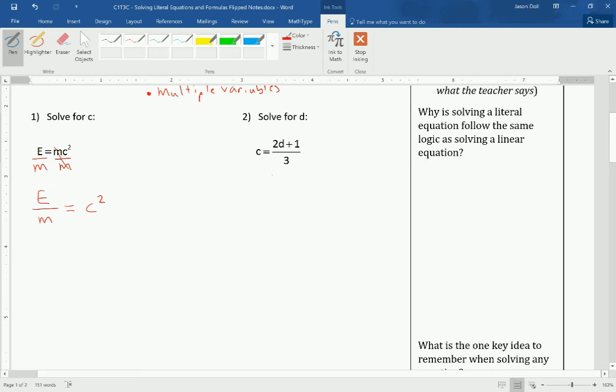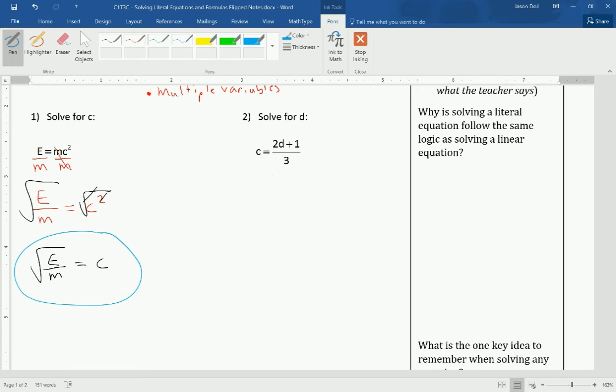So now what we've got to do is get rid of that exponent of 2, that power of 2. Well, we should know that the way we cancel out a power is with our radicals. The way we cancel out a square is with a square root. So then what I'm going to do is take the square root of each side. The square root, the root of 2, will cancel out the power of 2. And what I will be left with is the square root of E over m is equal to c. And you can see now what I've done here is I have solved that equation for c.